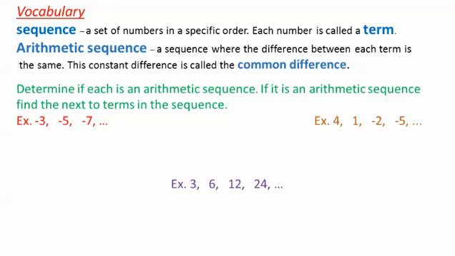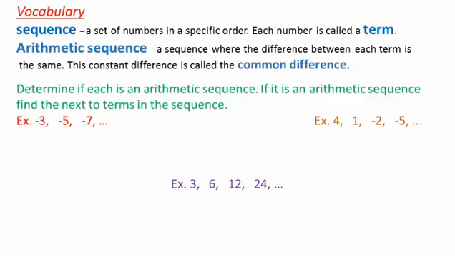An arithmetic sequence is where the difference in each term is the same. That constant difference, the one that's the same each time, is known as the common difference. Think of difference as meaning you're going to be subtracting. So to find the common difference, you subtract each term, and if you get the same number each time, that's an arithmetic sequence.